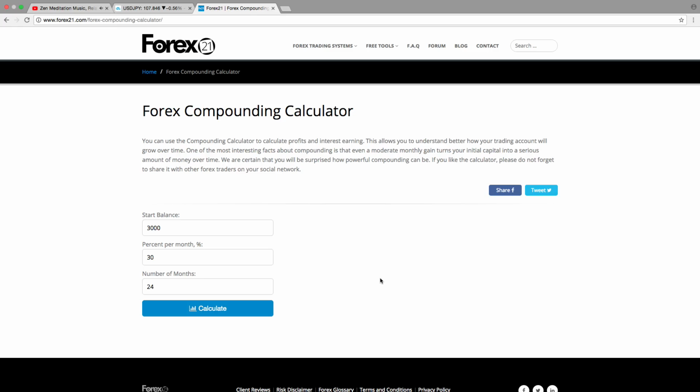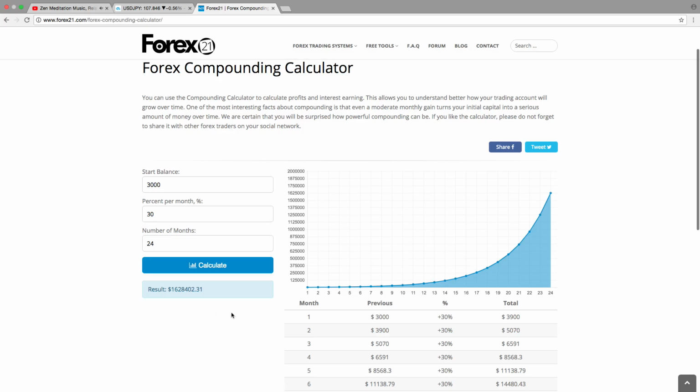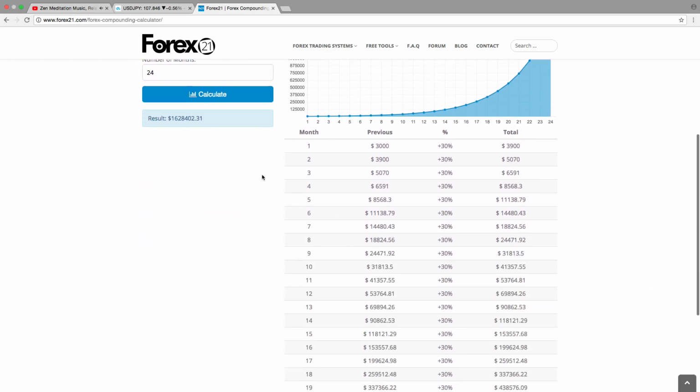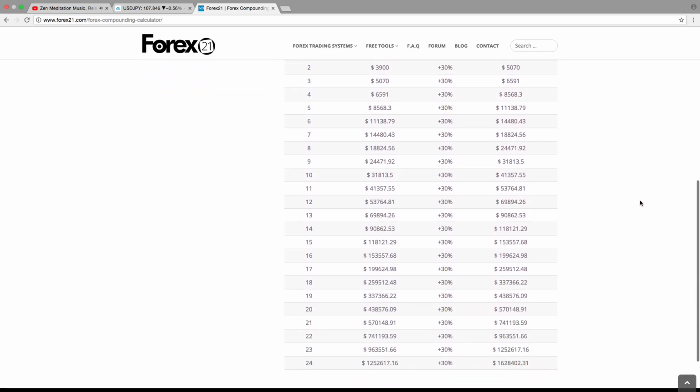Just taking one trade a day, that ain't stressing you out. Take your trade, go about your business, work your day job still, do whatever you want to do. Build another business, whatever. Where will this be in 2 years? $3,000, not making another dollar, not putting another dollar inside, just strictly following your plan and consistency. One trade a day. Look at this. 1.6 million. $1,628,402.